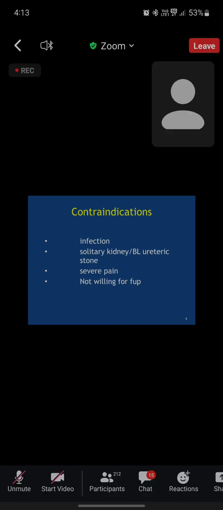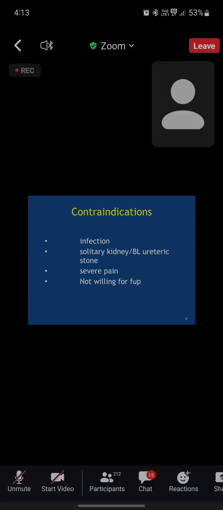So if clinically and investigations show infection, if there is a solitary kidney or bilateral ureteric stones, as I told, during ureteric colic that kidney goes into shutdown and the patient may present with acute renal failure if he goes into acute ureteric colic with solitary kidney or bilateral stones. Also if the patient has severe pain which is not responding to conservative treatment and the requirement of analgesic is very frequent, and the requirement of injectable analgesic is very frequent.